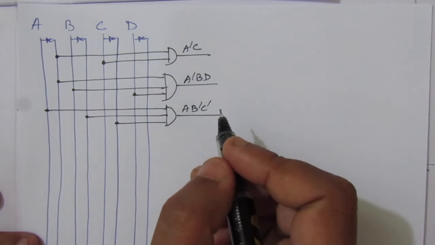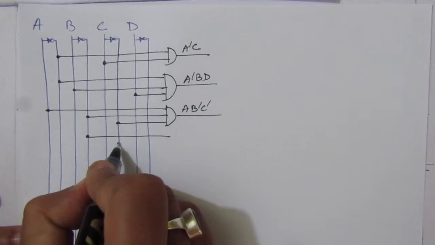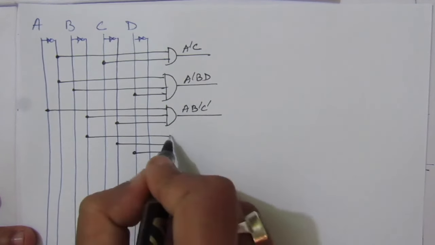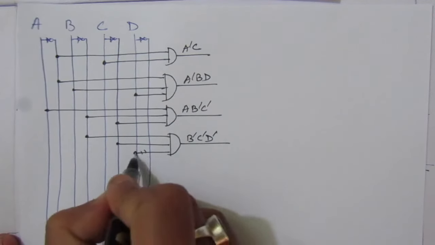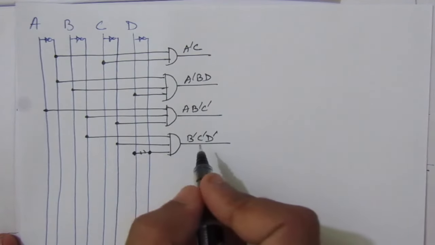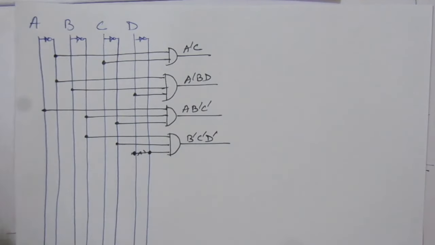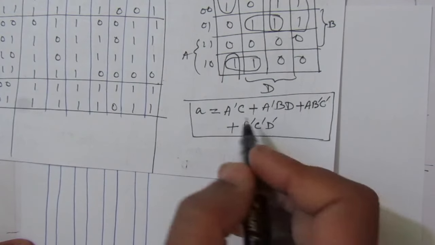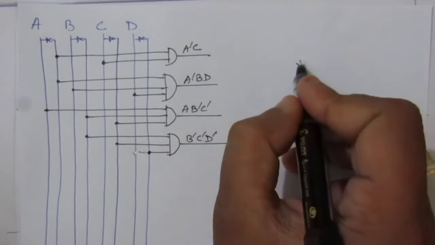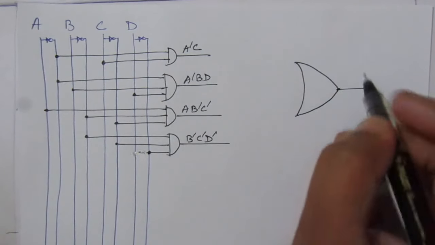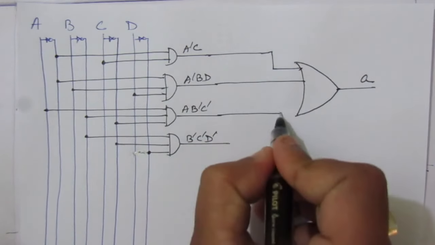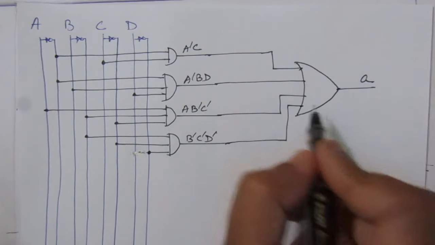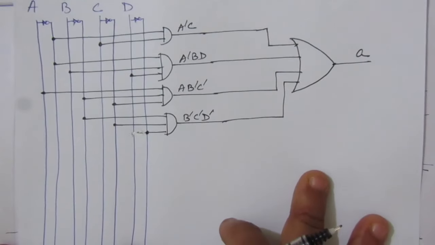And then we have B bar C bar D: B bar C bar and D. Sorry, this line will be from D bar, B bar C bar D bar. Now we have to add these terms to get small a, so we have to use an OR gate here. We'll use a 4 input OR gate, and this 4 will be the input. So we have obtained the output small a.